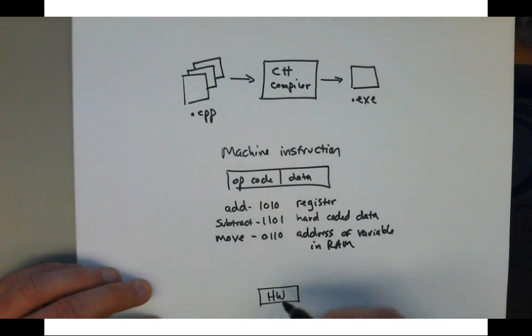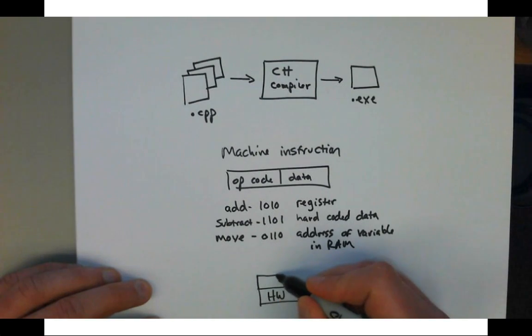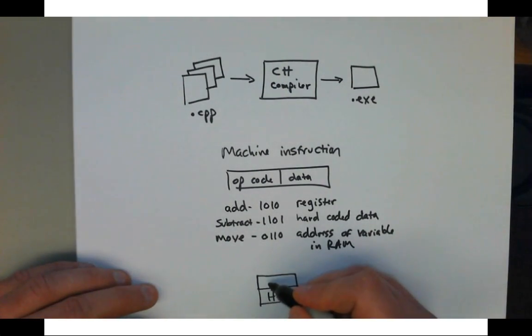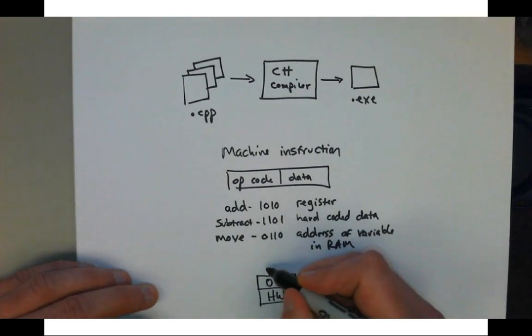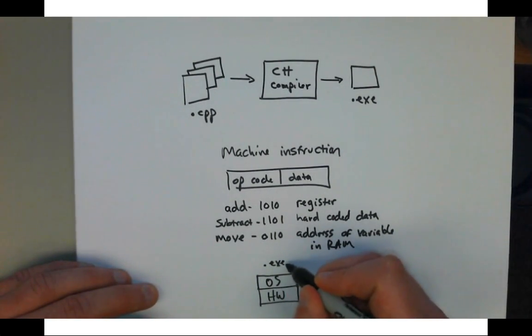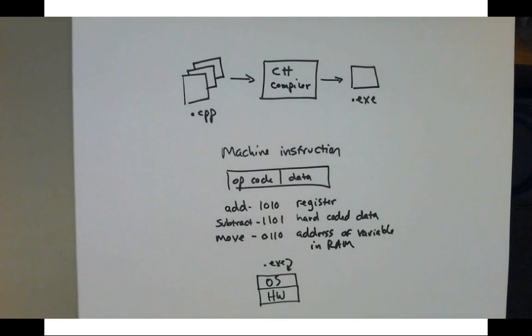So when we talk about hardware, we're talking about the CPU. Then the operating system sits on top of the hardware. And again, the operating system goes and finds these machine instructions from the executable file, and it feeds them into the hardware. Now, every platform has its own compiler that produces processor-specific machine instructions.